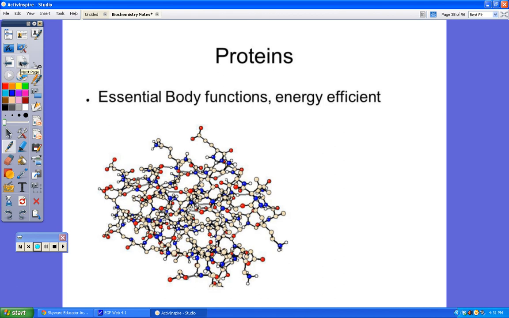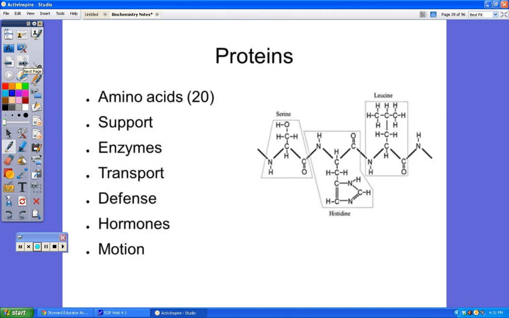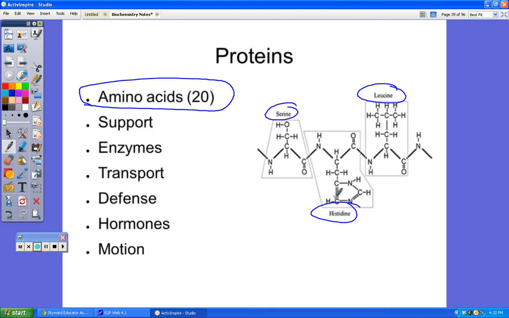That leads us into proteins. Proteins are the essential body functions. That's what makes our bodies work. So proteins, they're made up of amino acids. We'll talk a lot about amino acids, but serine, leucine, and histidine are 3 amino acids. Proteins provide support for cells.